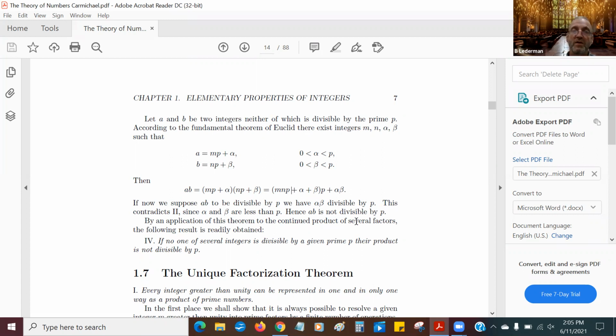And that's it. We're done with theorem 3. Of course, theorem number 4 is just taking this same thing and extending it to more numbers. If no one of several integers is divisible by a given prime p, their product is not divisible by p. That's all we're saying here. Alrighty.